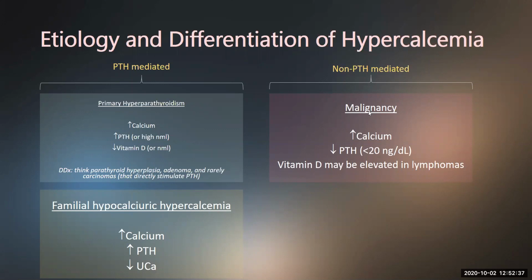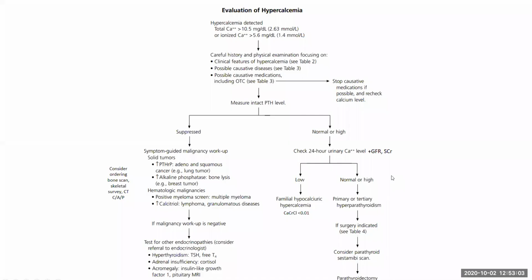And then non-PTH mediated, it's going to be your malignancy. So you're going to have PTH dropped because the condition itself, the cancer, is going to produce that PTHrP, which is going to stimulate the calcium, and then the PTH drops because it's seeing this elevated calcium, which is stimulated by the cancer product itself. But vitamin D can be thrown off because it can be elevated in lymphomas, even your granulomatous conditions. Recall that.